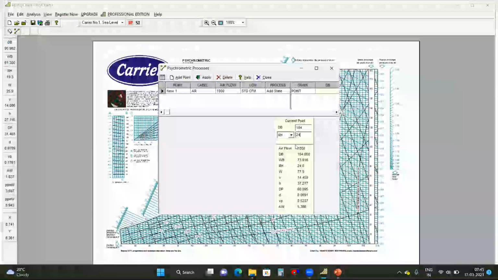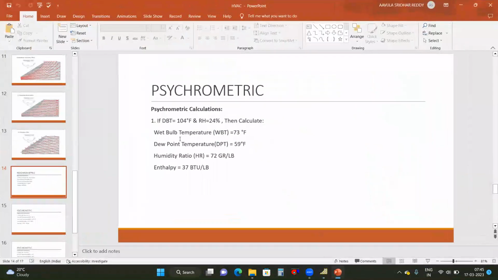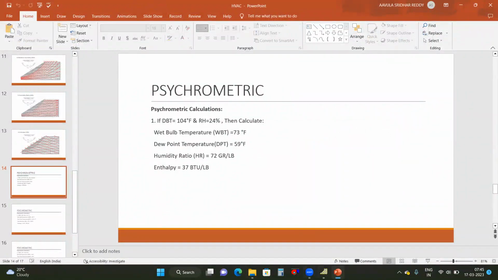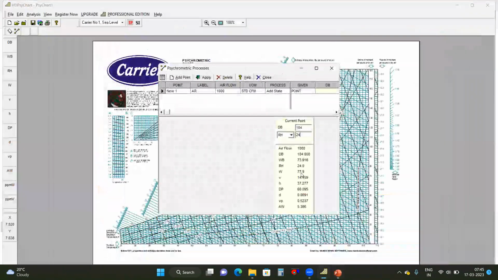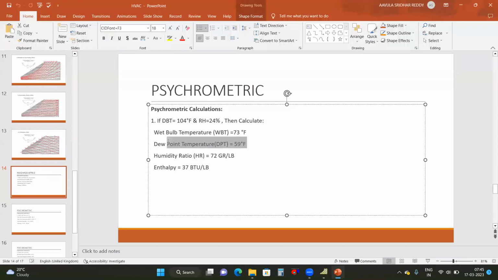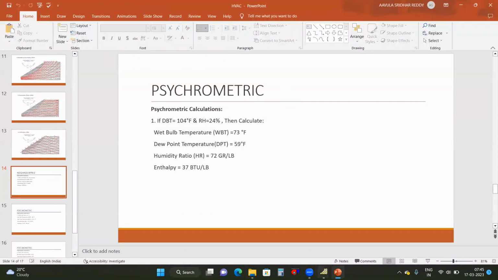So we can see all the values here. We have dew point temperature, which is 59 degrees Fahrenheit. The dew point temperature is dP. You can see the dP is 60.095. Here in manual we got 59, so there is a 1 degree difference.